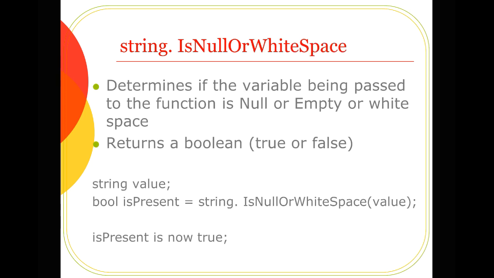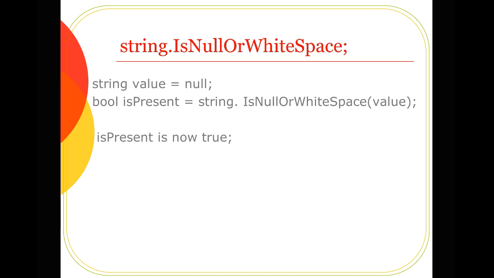Is null or white space is very similar to is null or empty. It has one big difference, and we will get to that. The example still holds true. If I create a value, don't explicitly assign it a value, implicitly it's null. So in this case, is null or white space is true. If I explicitly say it's null, it's still true.